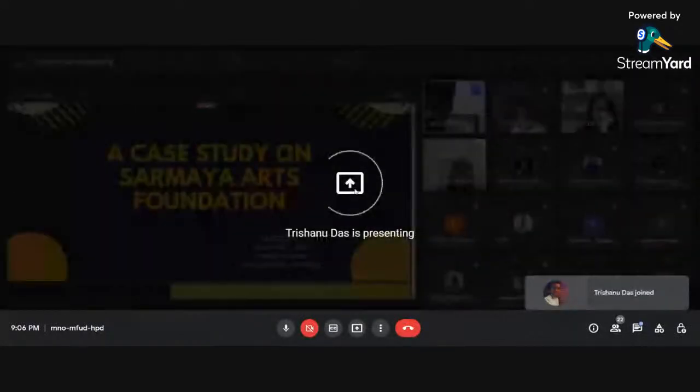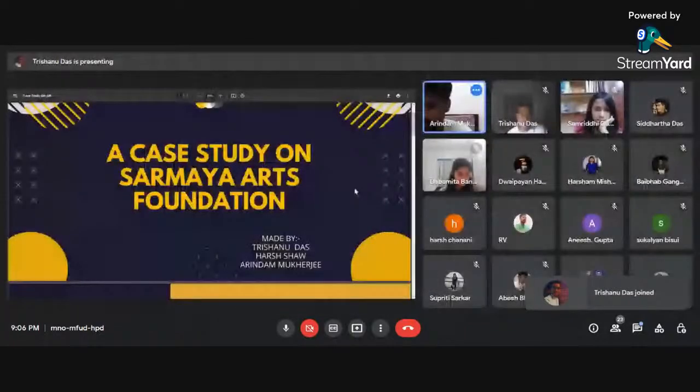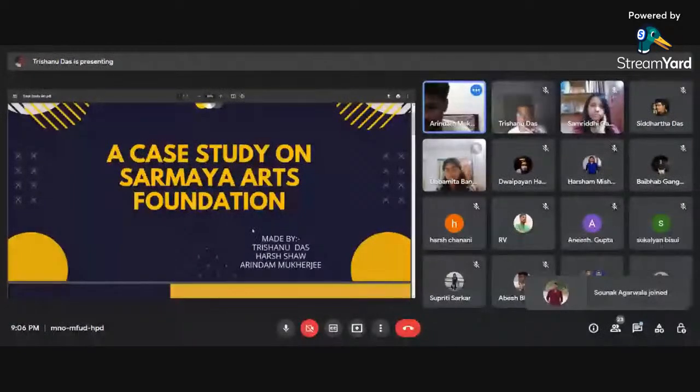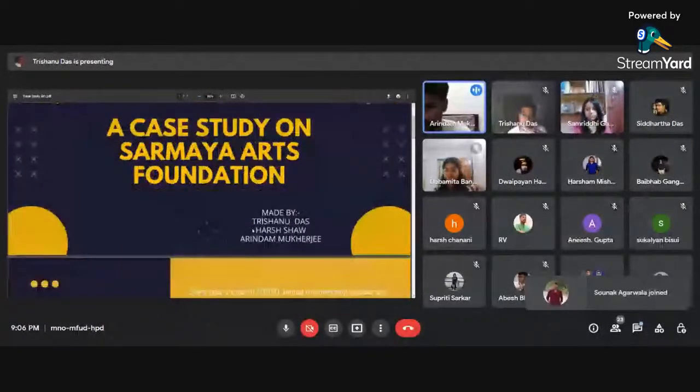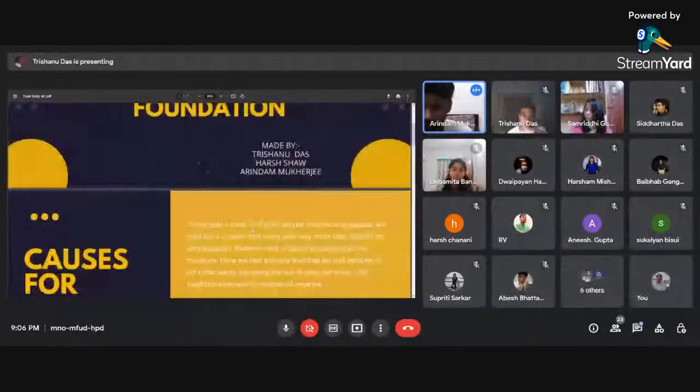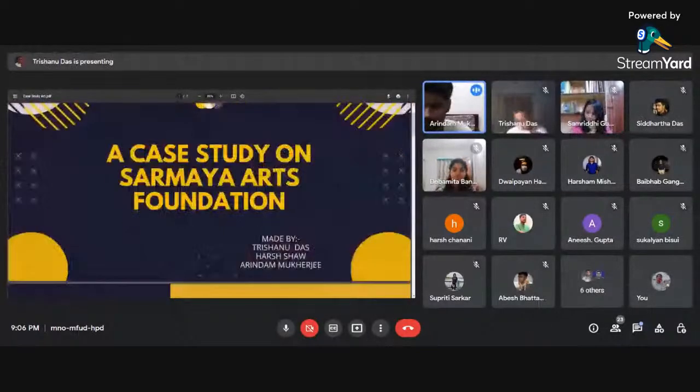Hello, I am Arindam and my team consists of Krishnamurthy and Harsh. We are going to present the case. Let me tell you about Sarmaya Arts Foundation first. It's a Mumbai-based non-profit organization, and in the last year, the museum attracted almost 2 million visitors. It's a lot. Despite this, the museum's revenue has been declining for the last 3 years, and we are going to address why the revenue has been decreasing for the last 3 years.